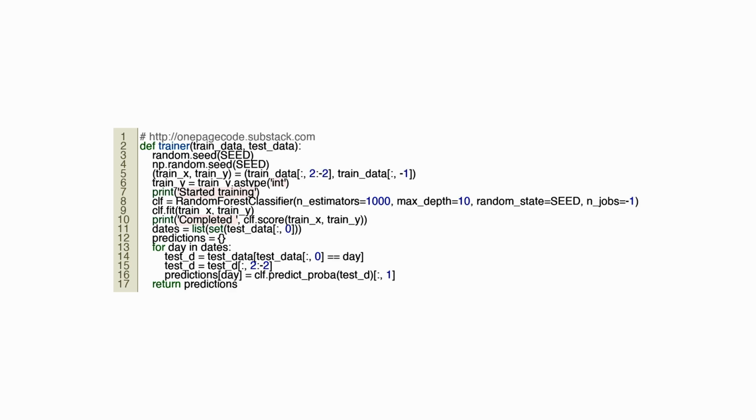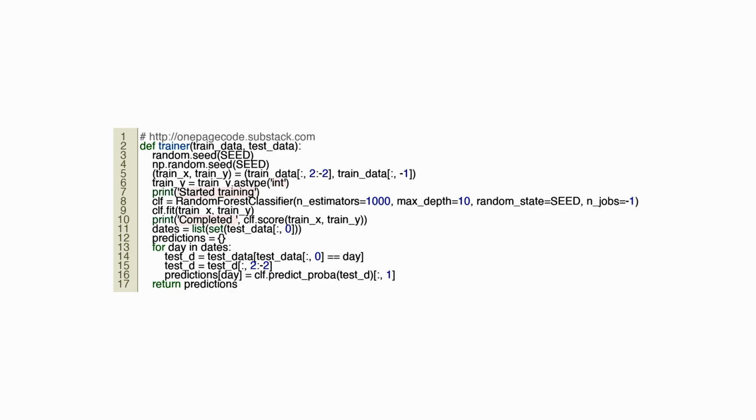The code then converts the values in train Y to integers. After printing a message to indicate that training has begun, the code initializes a random forest classifier model with specific parameters, such as n estimators, max depth, and random state, to be used for training the model. The model is then fitted using the train X and train Y values.